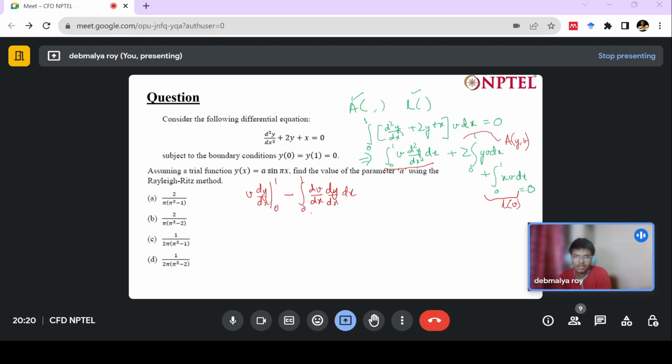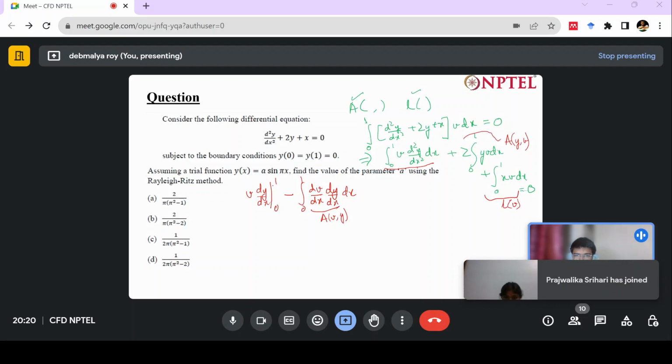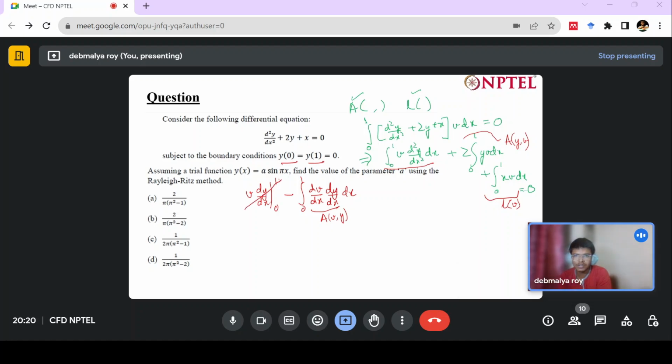So this is again now in the form of a v comma y. So no problem. What about the boundary term? You can see both of them are essential boundary conditions. So essential boundary conditions will get rid of this term. Boundary term will not be there.